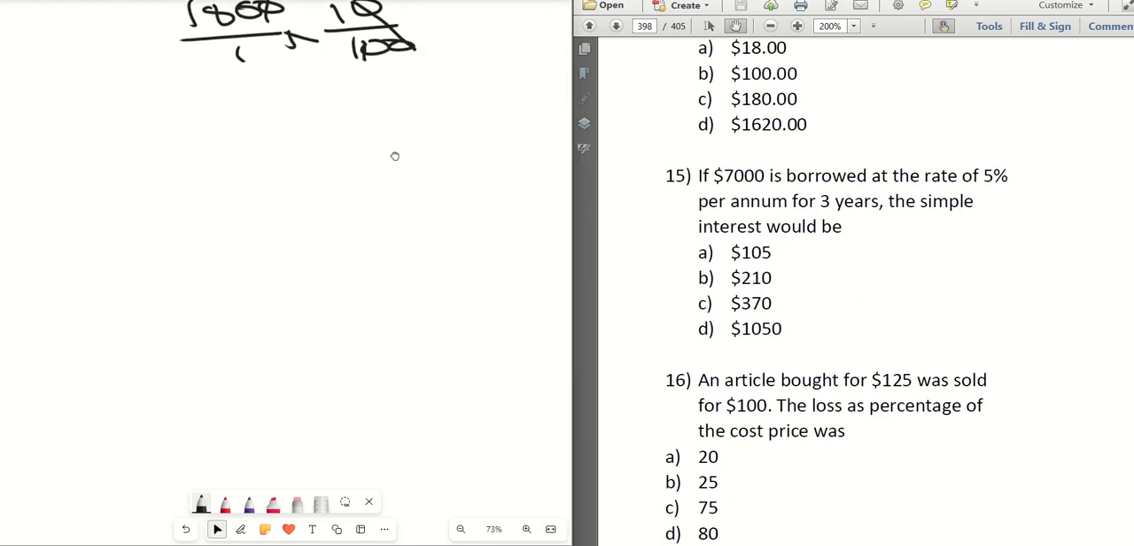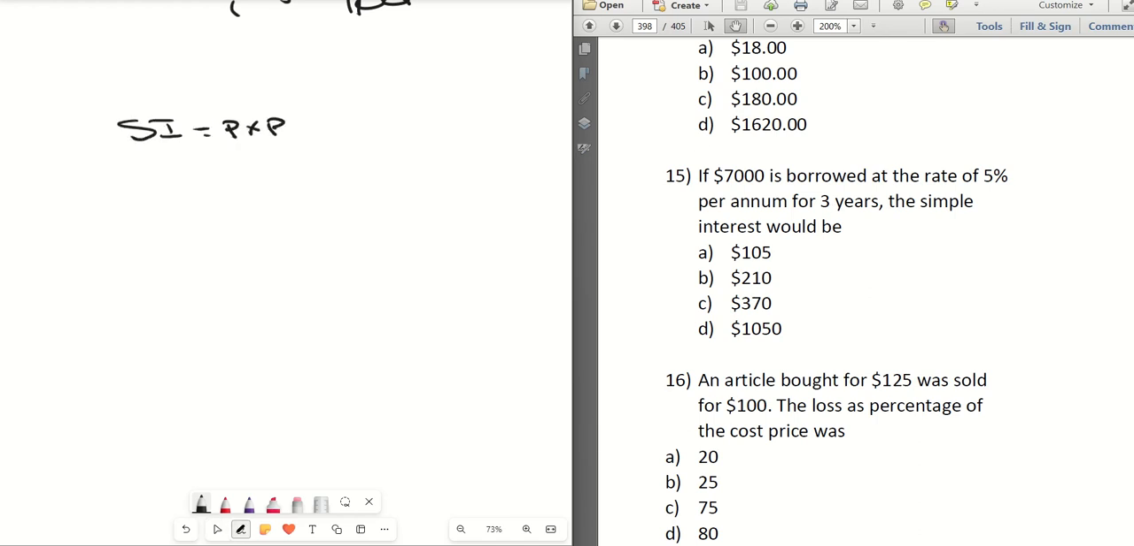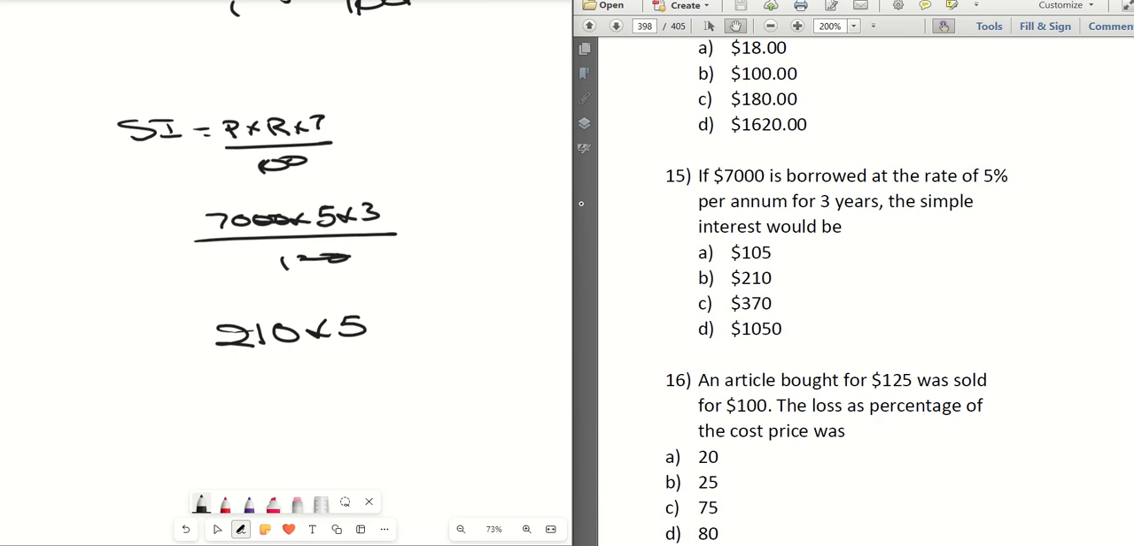Right, number 15, if 7,000 is borrowed at a rate of 5% per annum for 3 years, interest would be, we know simple interest is equal to principal by rate by time all over 100, which is 7,000 multiplied by rate, which is 5, multiplied by 3 all over 100. Cross out this, cross out this. 7 3s are 21, so that's 210 multiplied by 5. That would be 1050, right, which is D. So number 15 is D.